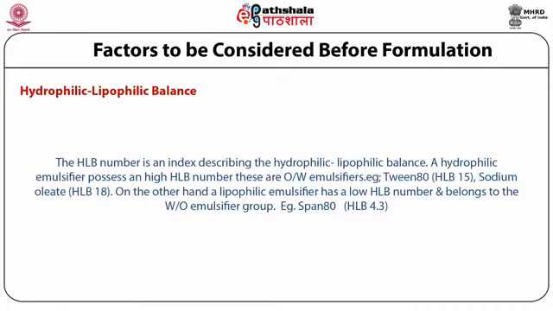On the other hand, a lipophilic emulsifier has a low HLB number and they are generally used in preparation of water in oil emulsions, and they are also known as water in oil emulsifiers. Examples are SPAN 80, HLB is 4.3, SPAN 60, HLB is 4.6, SPAN 40 and SPAN 20.